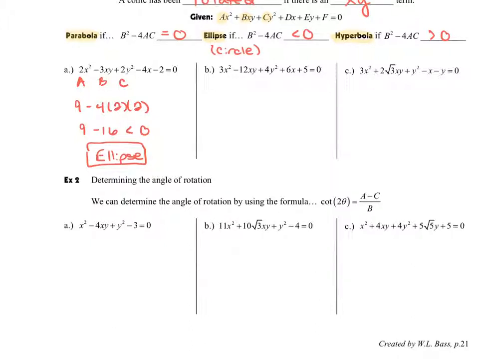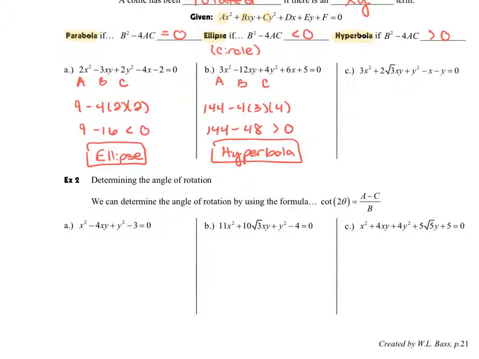So on our next one, again, we'll find the A in front of the x squared, the B in front of the xy, the C in front of the y squared. We're going to calculate B squared, 144, minus 4 times 3 times 4. That's going to give us 144 minus 48. That's going to be more than 0, so this will graph a hyperbola when we're done. And again, in the next video, I'm going to go through how this all fits together.